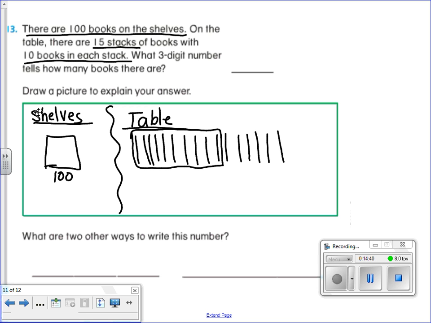This is a group, this is 10 tens, 100. And then how many are here? 10. Count with me, everyone. 10, 20, 30, 40, 50. So how many books are there all together? We have 100 on the shelves and 150 on the table. How many books are there all together? Hanson. 250 books.